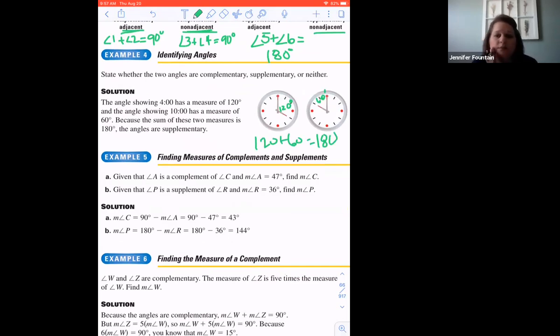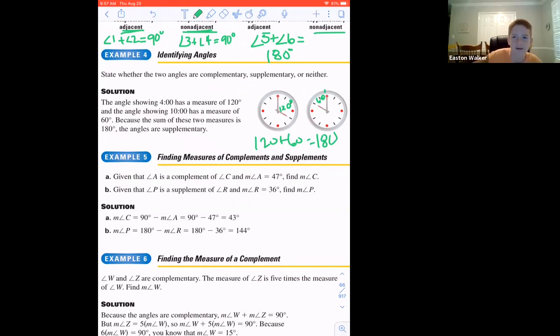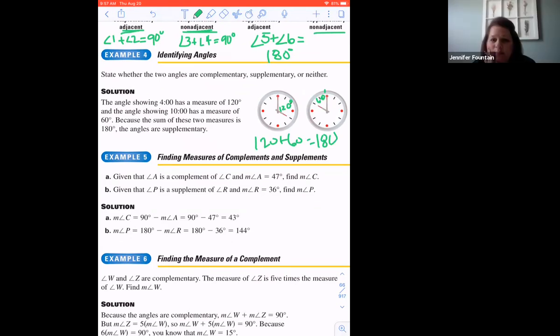Whoop. I guess Easton bumped out. It said I was kicked. Huh? It said you have been removed from this meeting. I don't know why. I don't know what happened. Sorry about that. You're good.